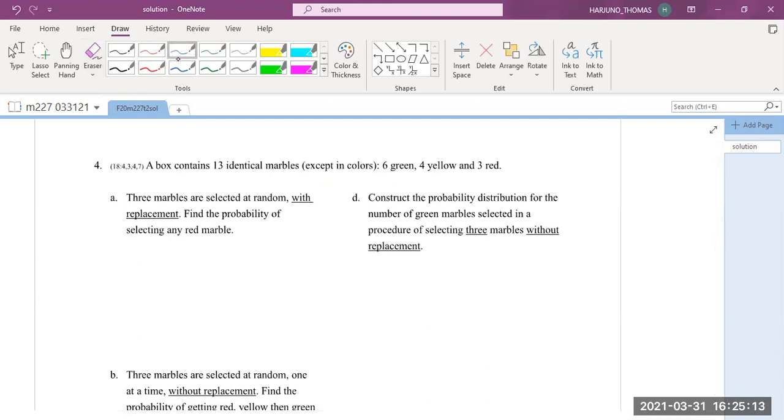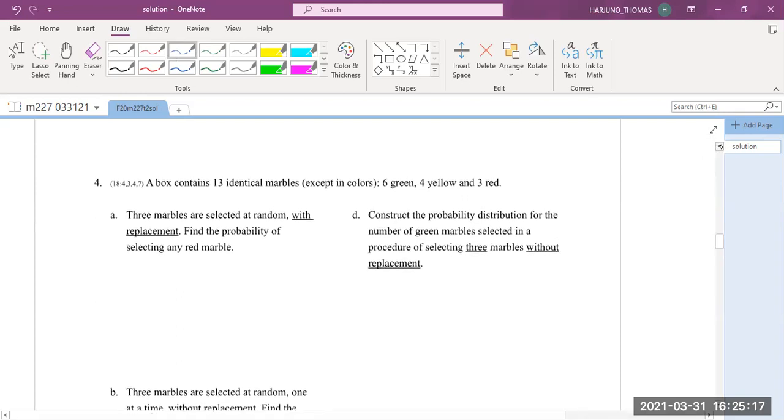A box contains 13 identical marbles, except in colors. 6 green, 4 yellow, and 3 red. Now, 3 marbles are selected at random with replacement. So you put it back. Now, find the probability of selecting any red marbles.